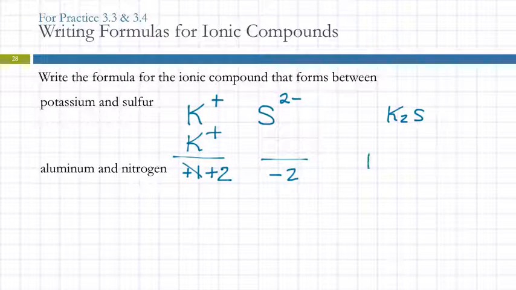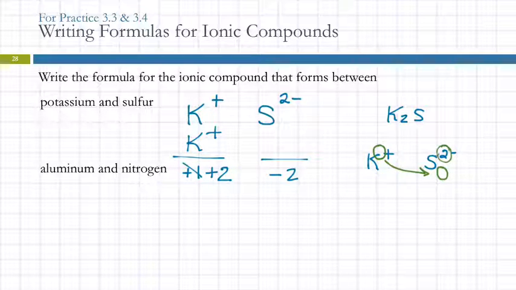There's also the crisscross method. A lot of students like this. There's nothing really wrong with it. It doesn't always work, but it works most of the time. So in the crisscross method, what you do is you take the charges and you crisscross them, and they become the subscripts. So here we have an unwritten 1 as the charge here. That becomes the subscript on the sulfur, an unwritten 1. This 2 becomes the charge over here on the potassium. And then we just copy it down, K2S.